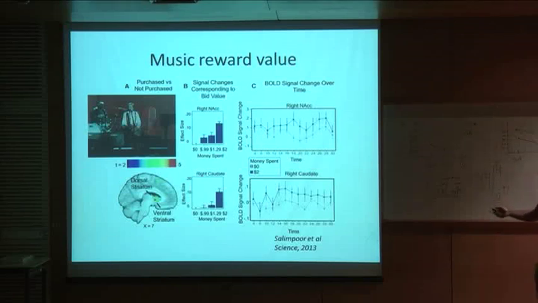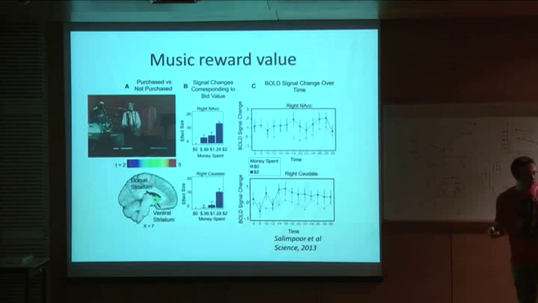This study checked in the scanner subjects listening to novel musical pieces, and then they were asked how much money they are willing to pay to buy each of these musical pieces. And it was found that again the nucleus accumbens and the caudate nucleus, these two regions involved in reward, were activated more during listening to the musical pieces that the subjects were later willing to buy.